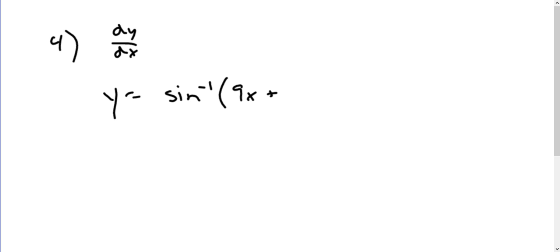All right. In our 4th one, let's say we want to find dy dx again. We have y equals, once again, inverse sine of 9x plus 8. Very similar to the one we just did a little while ago. But here we have the inverse sine. Inverse sine is the same thing as saying arc sine of 9x plus 8.